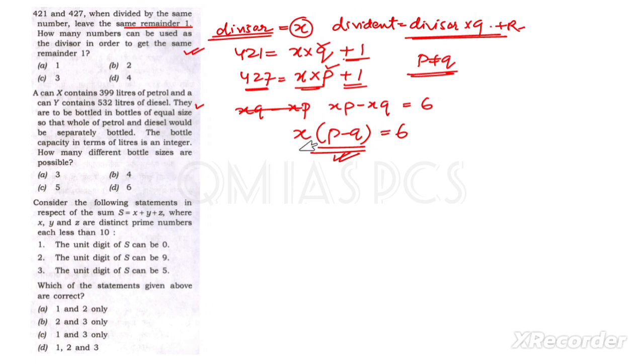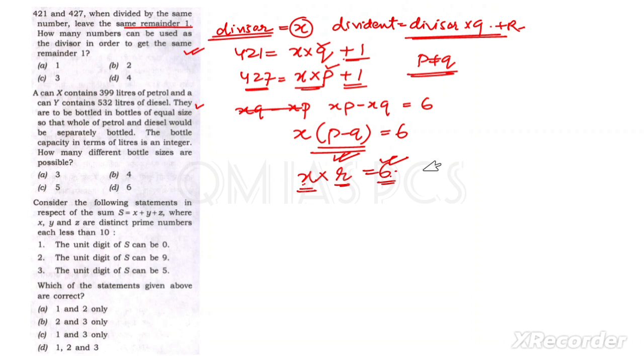Now whatever I'm saying, just listen to that one. In place of p minus q I'm writing r. R is another quotient. I'm considering another quotient, and x is a divisor and 6 is the dividend. So dividend is equal to divisor multiplied by quotient. There is no remainder. Remainder is 0. That means x is a factor of 6. Clear? X is a factor of 6.